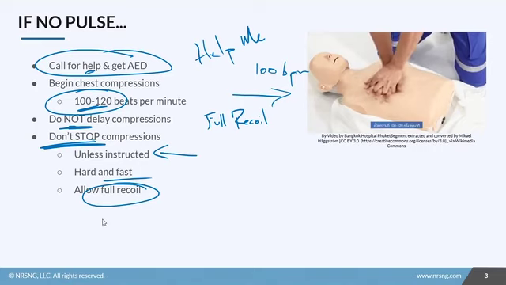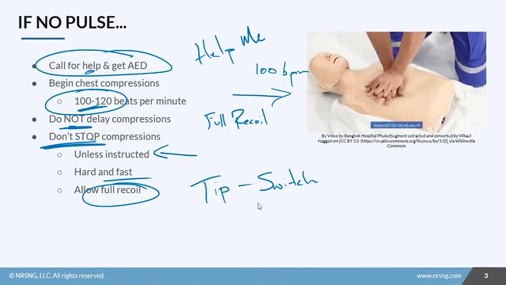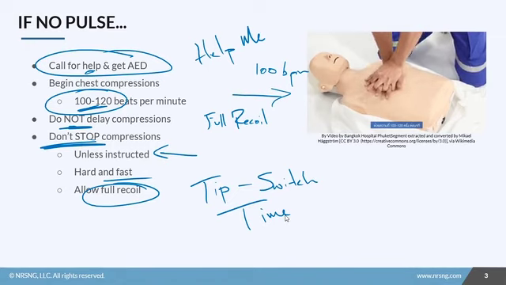Remember to go hard and fast, and you want to also allow a full recoil. Oh, and one other important tip is switching. Let's say you're doing your compressions at 100 to 120 beats per minute, and all of a sudden you're getting really tired. What you want to do is time this switching out. You'll say, hey, can you take over for me? I'm getting really tired. Then you'll say, okay, on 4, and you count 1, 2, 3, 4, and the other person will jump right in, usually from the other side, so that there's no delay in giving compressions.